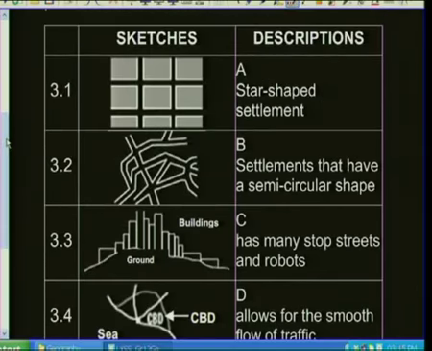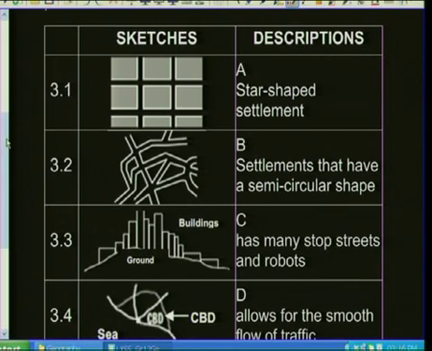So question 3.1, we can see, is our gridiron pattern. It's something that is familiar to us if we've studied our CBD. It's the pattern that they apply to central business districts simply because it's the easiest way to lay out a city in terms of division of land. Let's take a look at our options. Is it a star-shaped settlement? Definitely not. It's not a settlement with a semicircular shape.